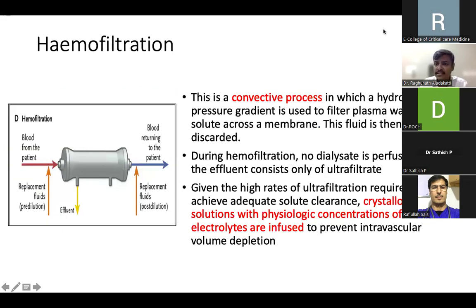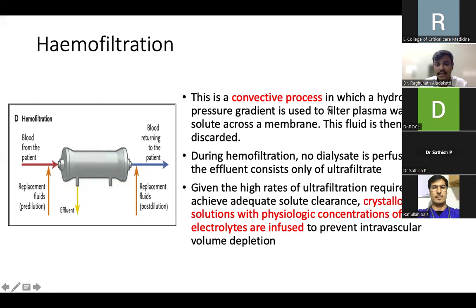Coming to the next principle, the convective process, which is used in hemofiltration. In the convective process, there is a hydrostatic pressure gradient, as I mentioned, with water moving from higher pressure to lower pressure, used to filter plasma water and solute across the membrane. This fluid is then discarded. You can see here, this effluent consists of ultrafiltrate.